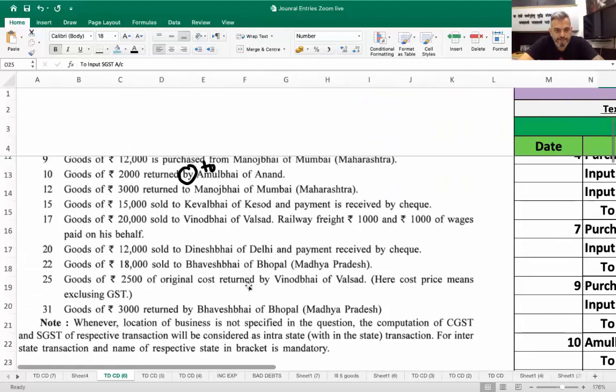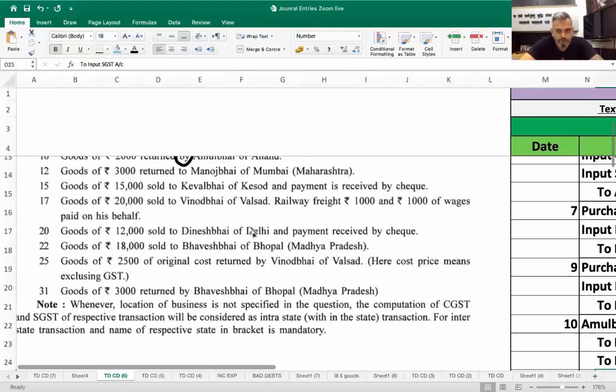Now next, goods of 20,000 sold to Vinod Bhai of Valsad. Now we know Valsad is in Gujarat and nothing is given in the bracket, so it is within state. Railway freight 1,000 and 1,000 of wages are paid on his behalf. So uske badle we are paying 1,000 for railway freight and 1,000 for wages. So let's go to 17.